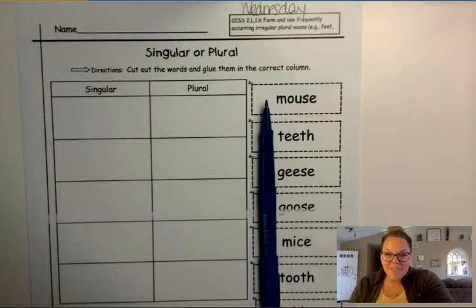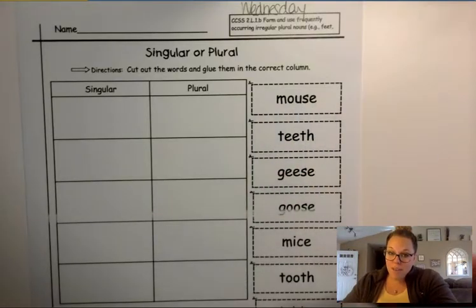Grade today for our activity for grammar. We are talking about plural nouns, and we are talking about irregular plural nouns. Remember that if something is irregular, it means it's not normal.